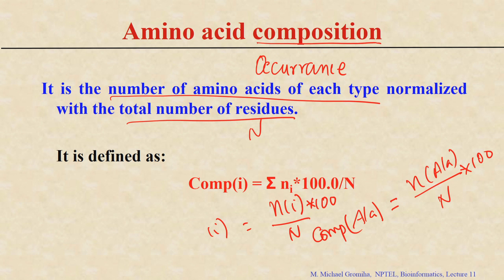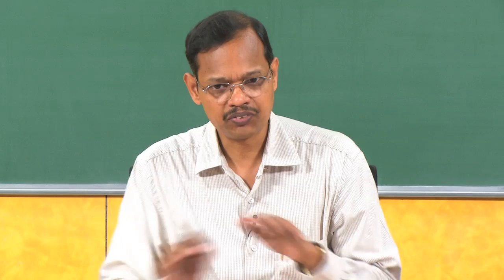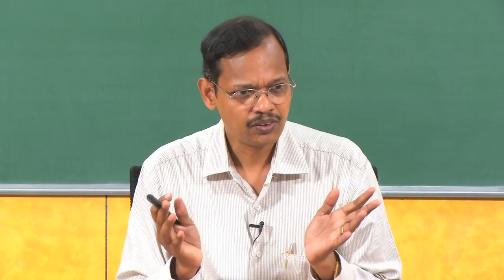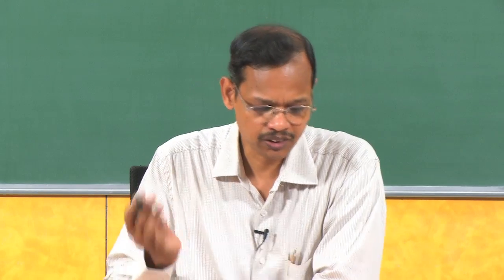Here I stands for the 20 different residues, for example alanine, aspartic acid and valine. So you will get a value for each of the 20 different residues. n is the total number of residues which we use for normalizing the occurrence. If you take the total over all the residues, you will get 100 percent.